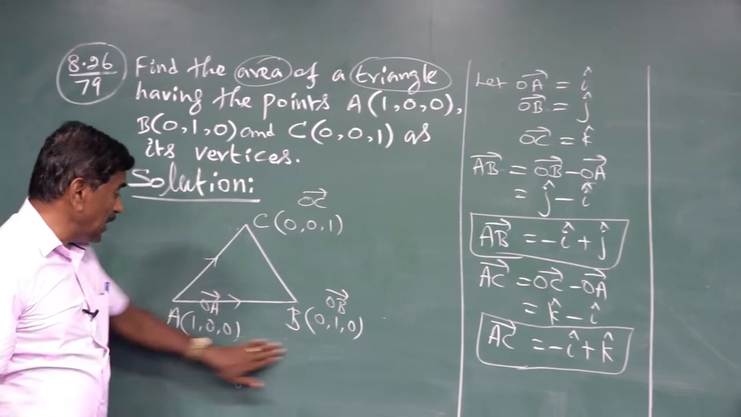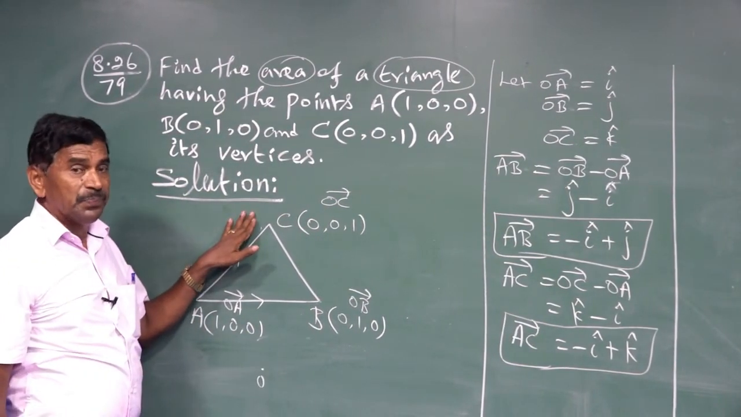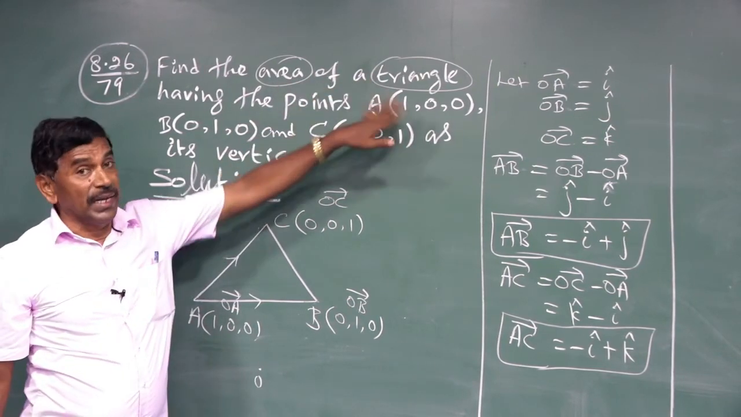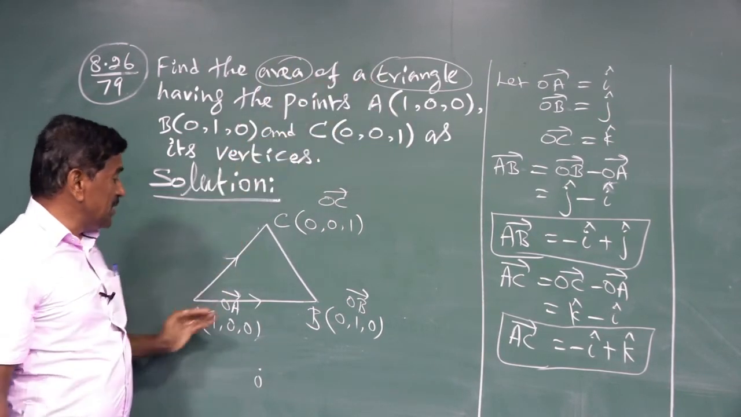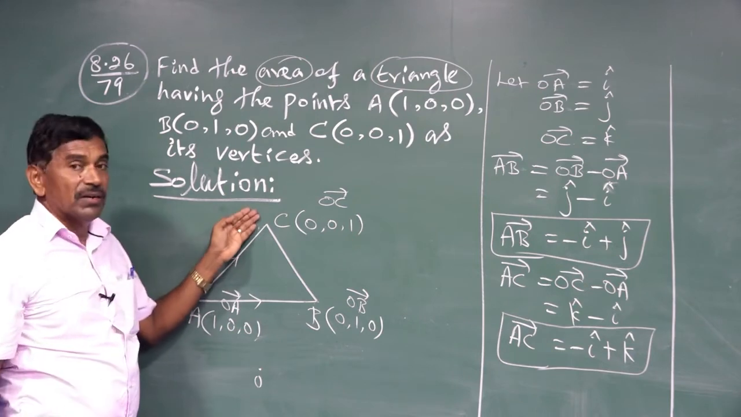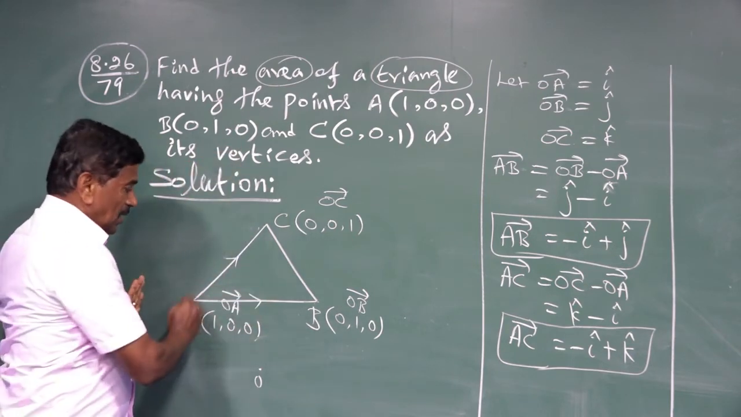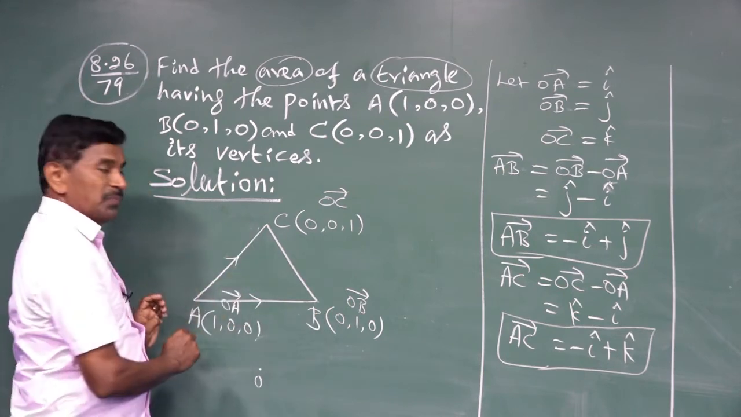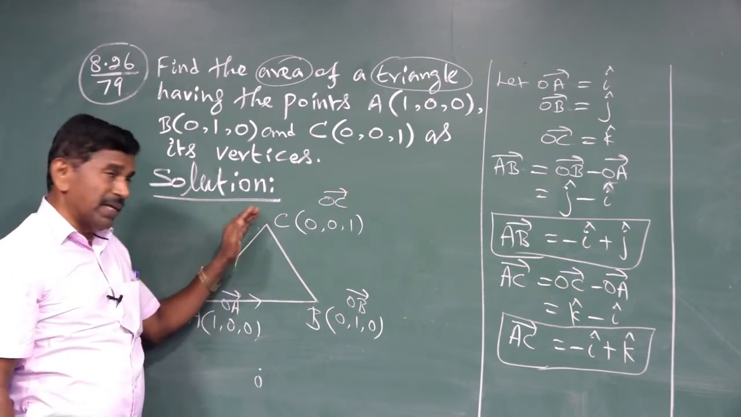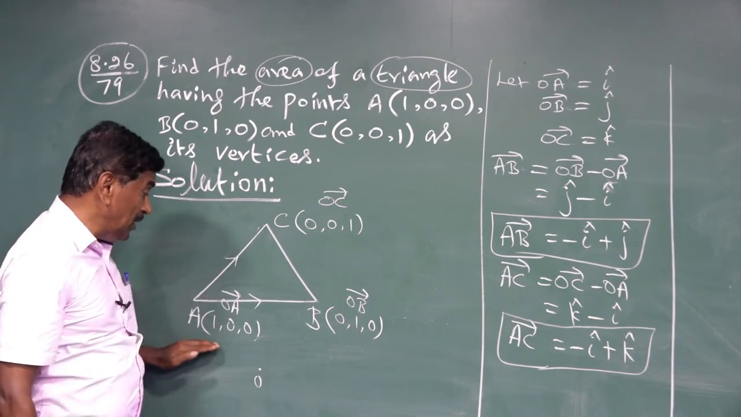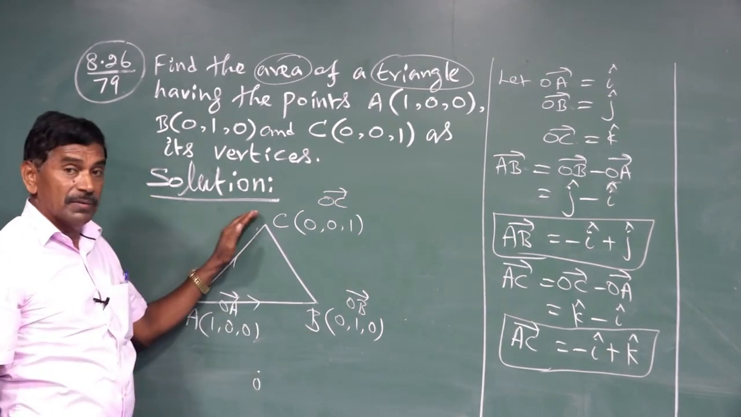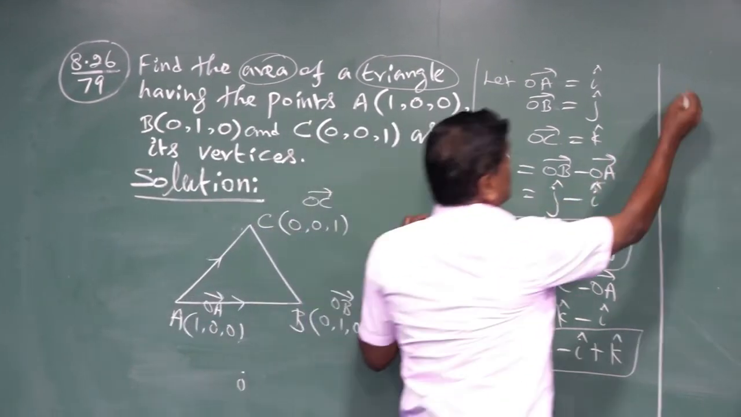Now, listen, the adjacent sides AB vector and AC vector are ready. I want to find the area of the triangle. The area of the triangle with adjacent sides AB vector and AC vector is given by the formula half into modulus AB vector cross AC vector. Next I want to find AB vector cross AC vector.